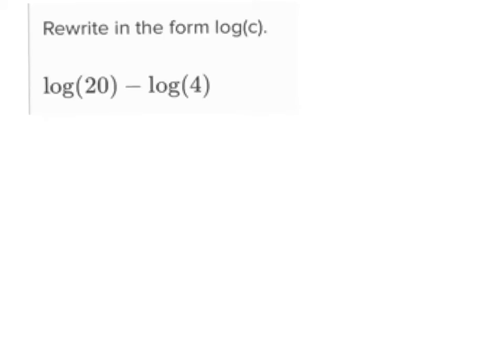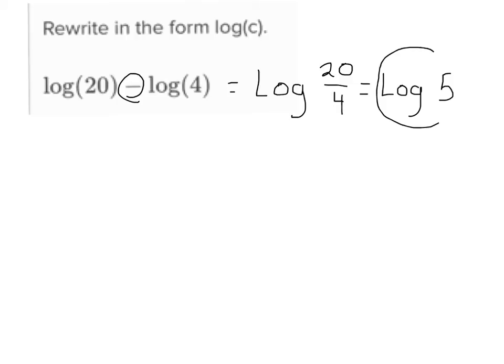All right, on this one, I've got log base 10 of 20 minus log base 10 of 4. Okay, and I'm subtracting, which tells me when I combine these, I'll be dividing. So this is going to be log base 10 of 20 divided by 4, which is the same thing as just log base 10. And since it's base 10, I'm not going to write it, of 5. And so this is my answer right here.